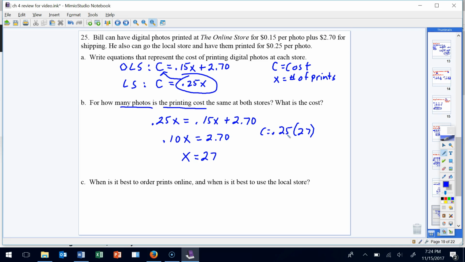And that is $6.75. So it's a two-part answer. For how many photos is the printing cost the same? For 27 photos, the cost is $6.75 for both stores.